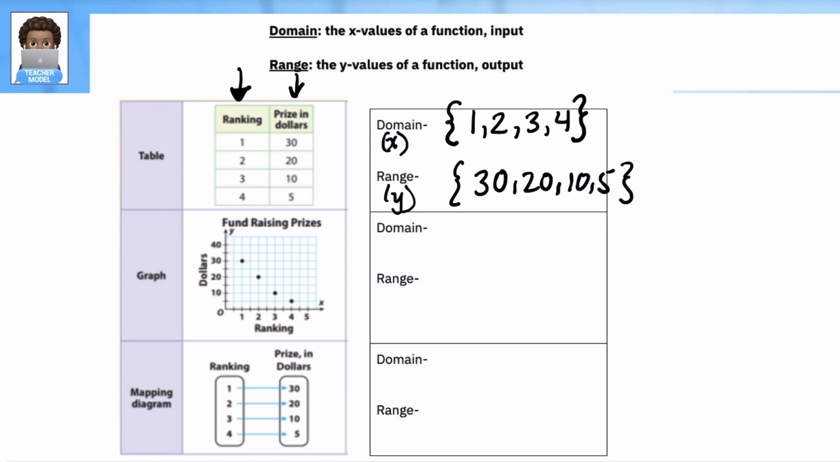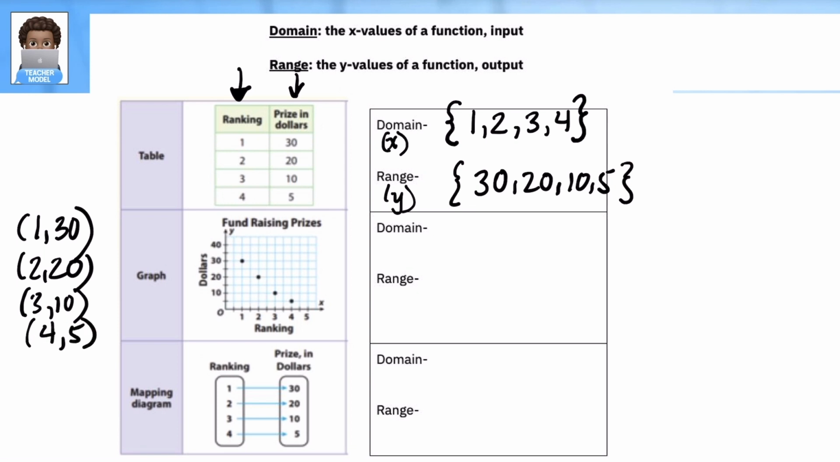Let's try with the graph. For this, the points are just on the graph, so all I'm really going to do is put the ordered pairs here. Matter of fact, no. Let's actually name them the way they really are. So the first one I have is (1, 30). My second point is (2, 20). My third point is (3, 10). And my fourth point is (4, 5).